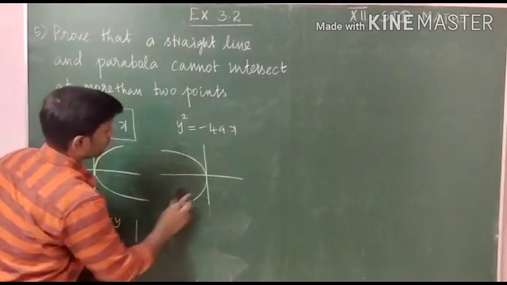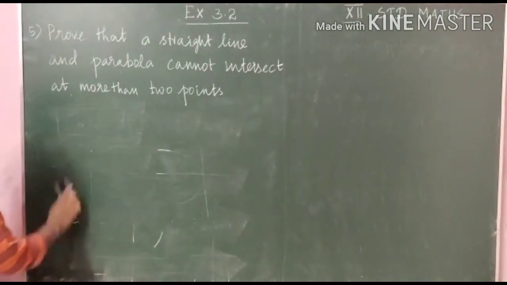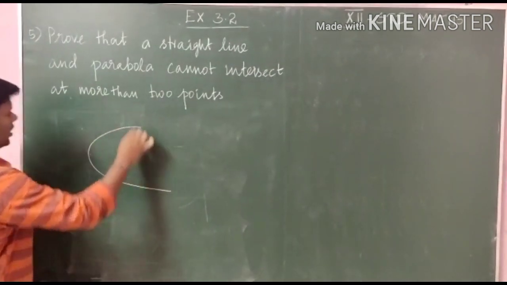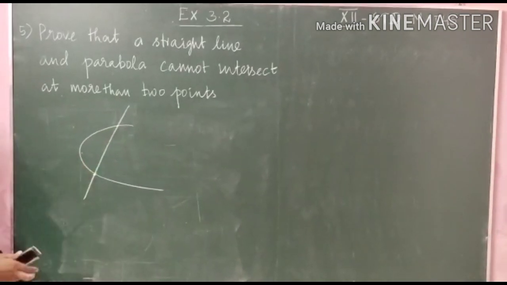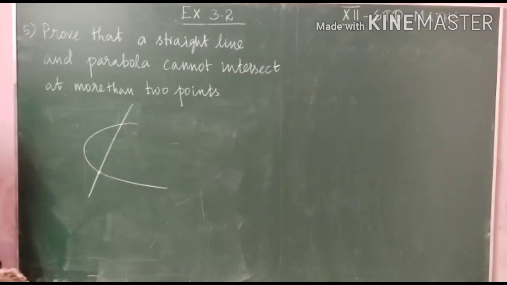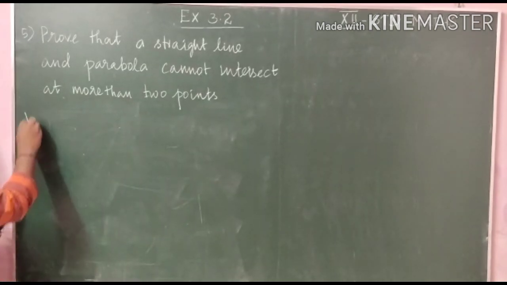Okay. So how will you find the point of intersection? Take any parabola, draw the line. So we have 2 points. So what is the point of intersection? It cannot have more than 2 points. Okay? So we are going to prove all that. So, proof.